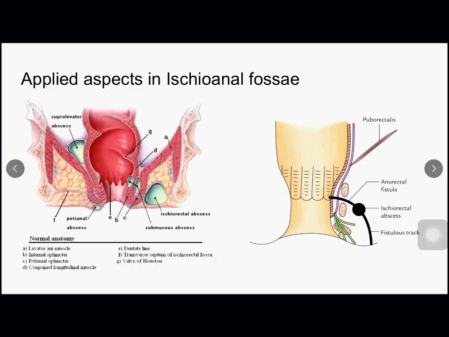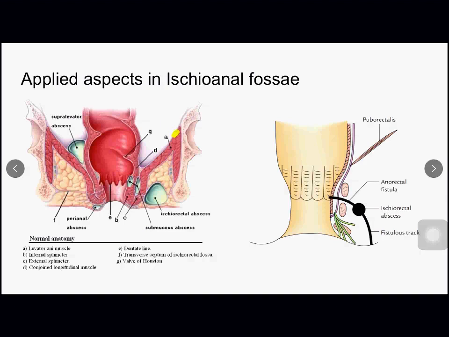Now coming to some applied aspects in this overall ischiorectal fossa. About the pudendal canal, I told you an applied aspect, the pudendal nerve block. Now, grossly, the ischiorectal fossa is very much prone to infections. Infections can come either directly from the perineal skin, or from the anal canal, or from the pelvic cavity.